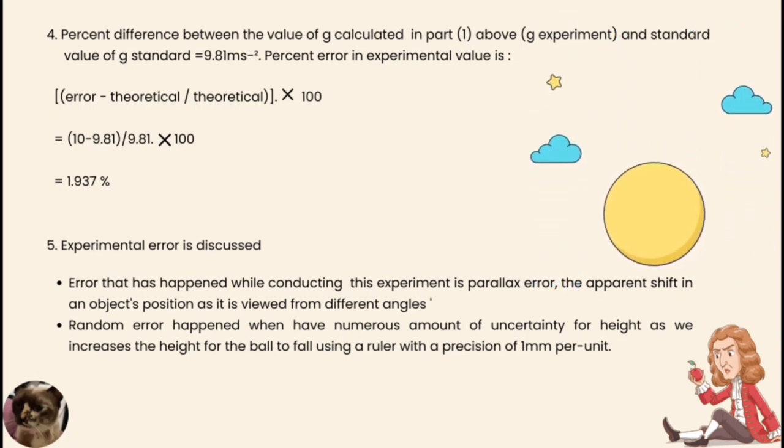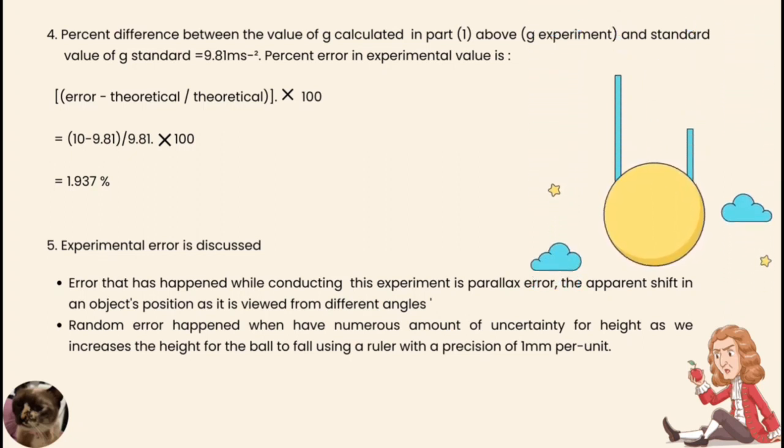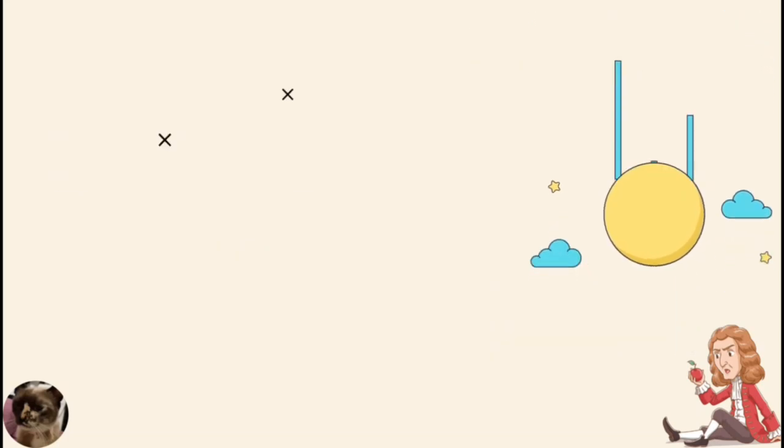The last one is experimental error, which is discussed. For the first one, an error that happened while conducting this experiment is parallax error, the apparent shift in an object's position as it is viewed from different angles. The second one is random error, which happened when we have a numerous amount of uncertainty for height as we increase the height for the ball to fall, using a ruler with a precision of 1 millimeter per unit.